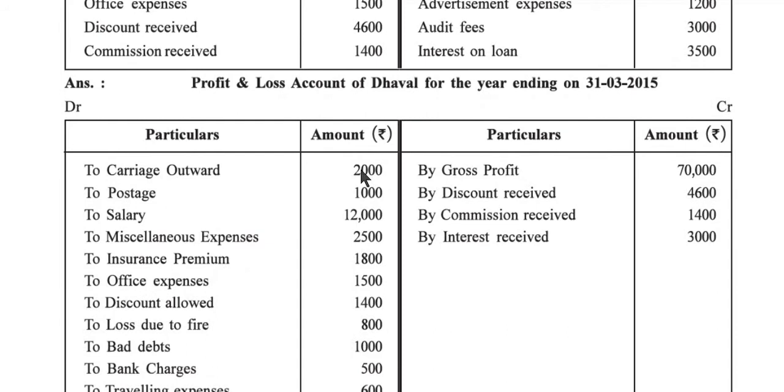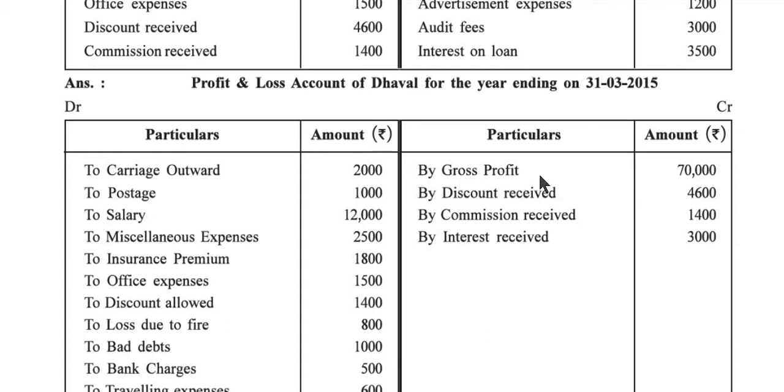Let us start the answer part. Profit and loss account of Dhaval for the year ending 31st March 2015. Debit side particular amount, credit side particular amount. Here it is a nominal type of account, so on the debit side we have to write all the expenses and on the credit side all the incomes.